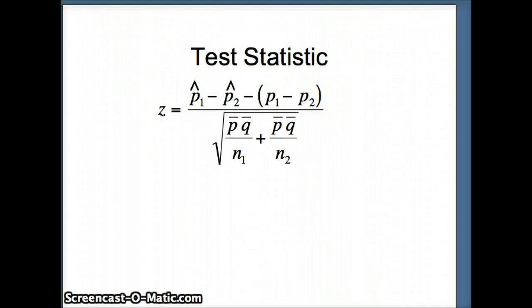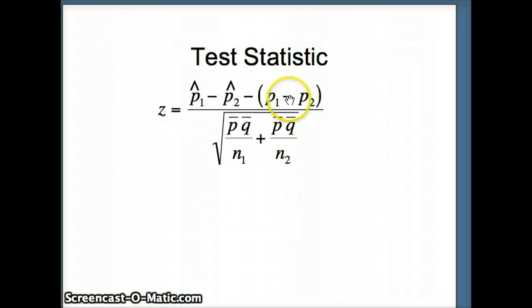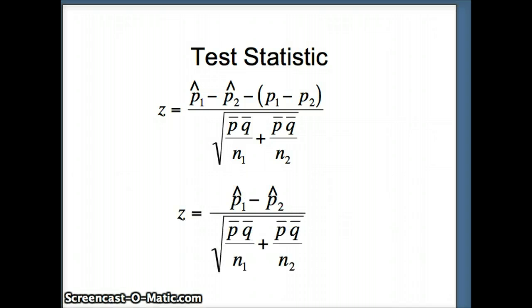So here's our formal test statistic. P1 hat minus P2 hat minus (P1 minus P2), divided by the square root of P bar Q bar over N1 plus P bar Q bar over N2. We're going to make this a little bit simpler when we go back and look at our H0 and HA. Typically, H0 is going to be P1 minus P2 equals 0. If that's the case, I can simplify my test statistic and replace P1 minus P2 with 0. And then it gets a little bit simpler, and we have that as our test statistic. So that is what we are typically going to use.